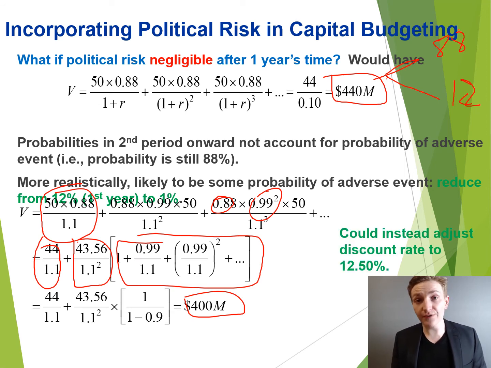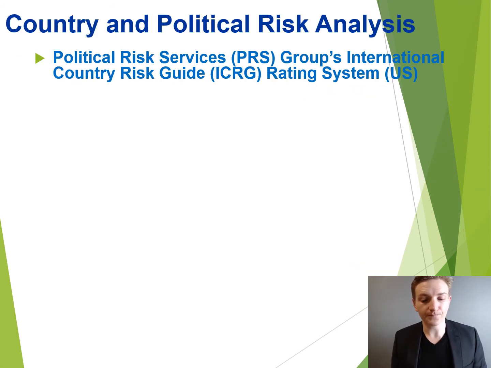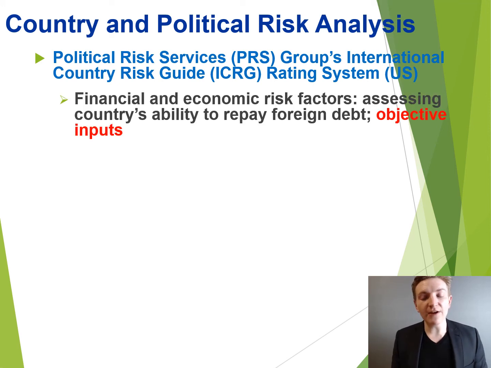Now, we could alternatively have adjusted the cost of capital in the way that I'd mentioned earlier on, where we could adjust our cost of capital to 12.5% using the formula that I'd previously alluded to. Now, we can measure country and political risk in several ways by using various established agencies and organizations to do so. So, for example, there's this International Country Risk Guide. Now, I won't go into that in too much detail, but they effectively try to assess countries' political risk, and economic risk and financial risk.